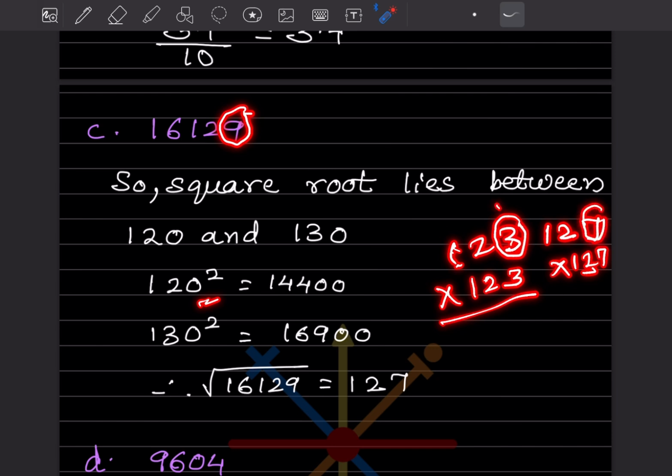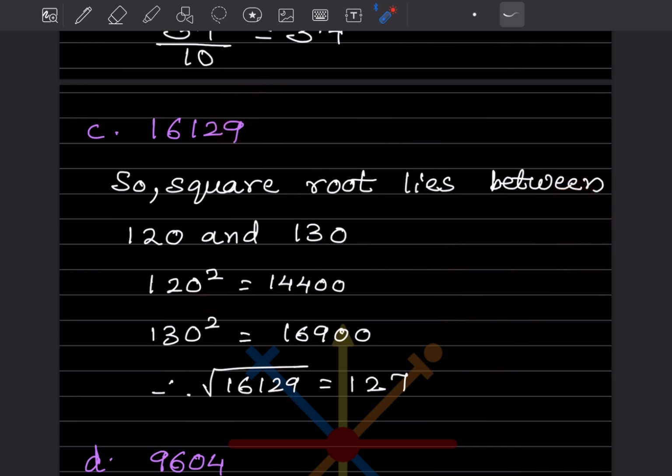Here is 3, means 3 3s are 9, and here will be 7 7s are 49, means the unit place is going to be 9, because here is 9. So you can check 127 and 127, you get 16129. So we can say the square root of 16129 is 127.